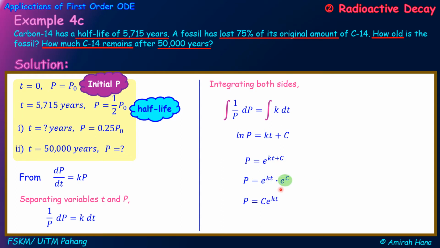And then from e to the power of c. Okay, e means Euler's number, which equals 2.718 something, which is a constant. A constant times a constant will equal a constant. So we can write e to the power of c equals c. Okay, so now we have P equals C e to the power of kt. After that, we name this equation 1. Right?